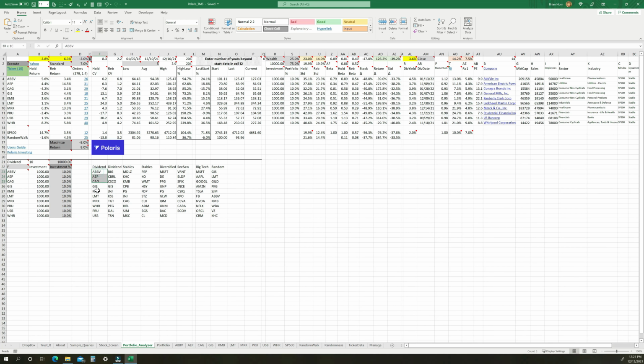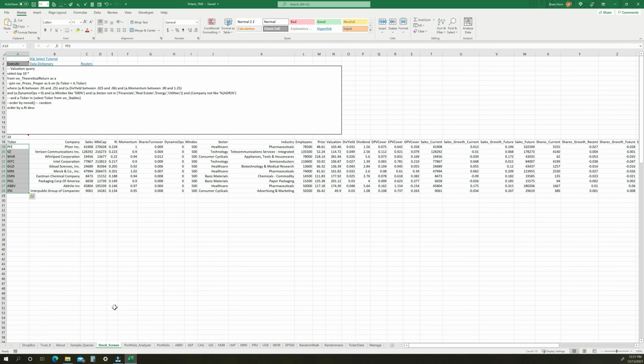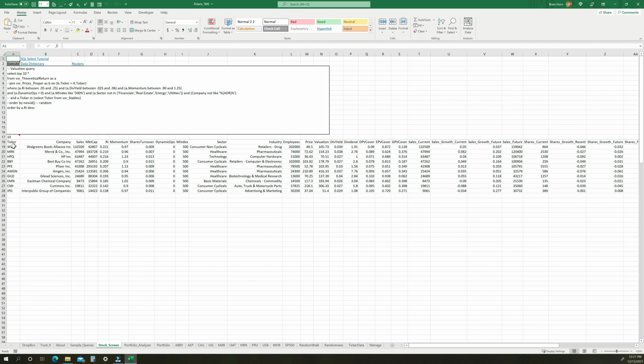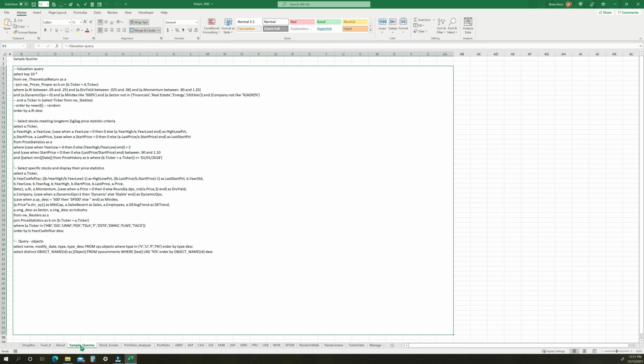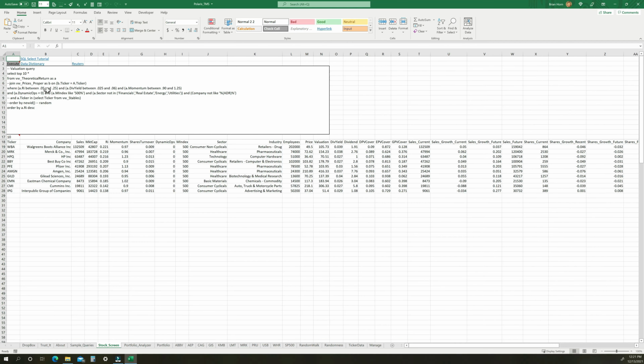To assist in identifying tickers to be included in a portfolio, a stock screen worksheet is provided. In the stock screen worksheet you place a query to the back-end Polaris database and then select A2, and that query is executed and the result set is shown starting in row 18, with some values associated with each ticker. Based on that information you decide which tickers you want to include and bring over here to the portfolio analyzer worksheet.